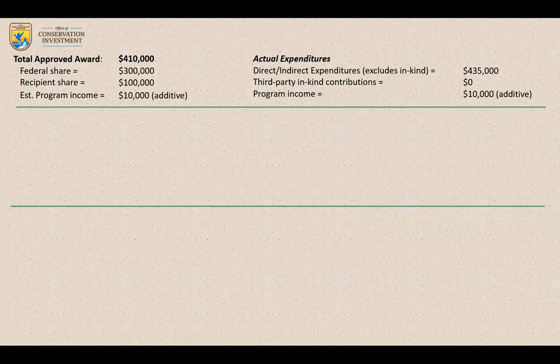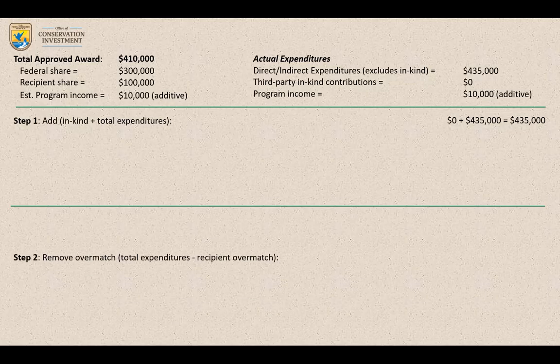Next, let's walk through how the recipient calculates the values to enter on their award final federal financial report. The first step is for the recipient to add the value of any applicable third-party in-kind contributions to the total amount of direct and indirect costs charged to the award. Since there were no third-party in-kind contributions, the adjusted outlays remain $435,000.